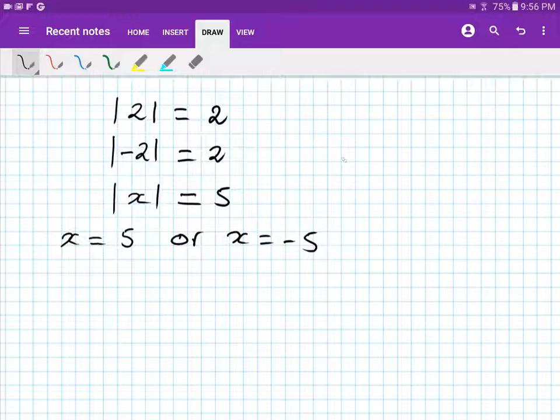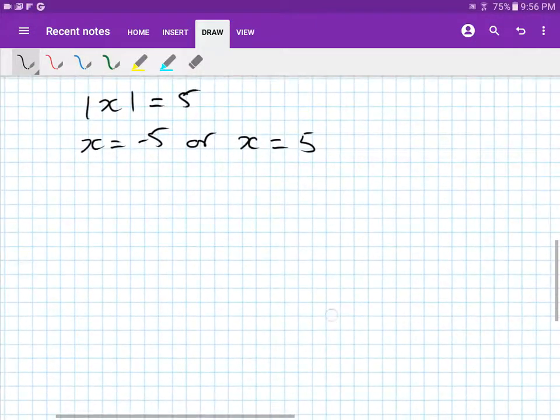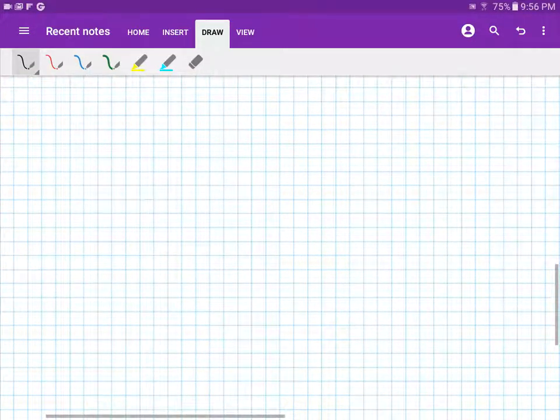Because the absolute value of 5 is 5, right? The absolute value of minus 5 is equal to 5. This means that if the absolute value of x is equal to 5, then x equals negative 5 or x equals 5. That's all. Now let's apply this concept to solve some equations.